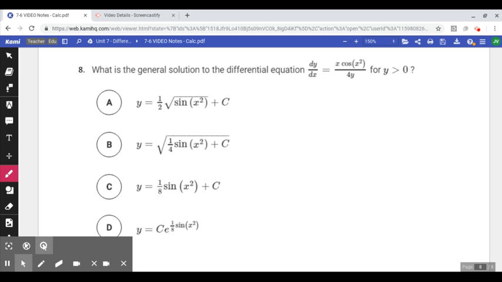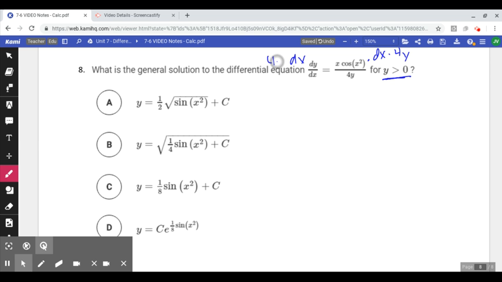In example 8, we want to find the general solution to the differential equation dy/dx is equal to x times the cosine of x squared over 4y. And we also have a restriction here that y is greater than 0. The very first step in finding a general solution is to separate your variables. So we'll multiply each side by dx, and we're also going to multiply each side by 4y.